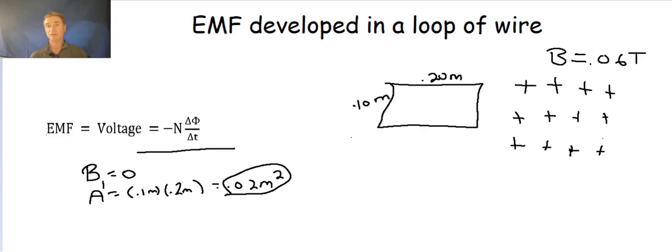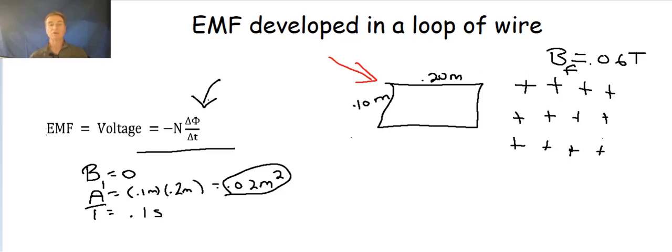The area is not going to change, but the magnetic field is going to change. So now let's say that I take this loop of wire right here, and I move it quickly into the magnetic field, and the time that I take to move it into the magnetic field is 1/10 of a second, or 0.1 seconds. After I move the entire loop into the magnetic field, the magnetic field B final becomes 0.06 Tesla.